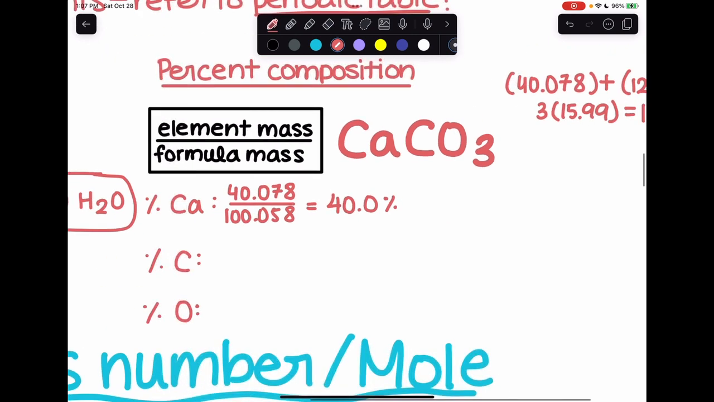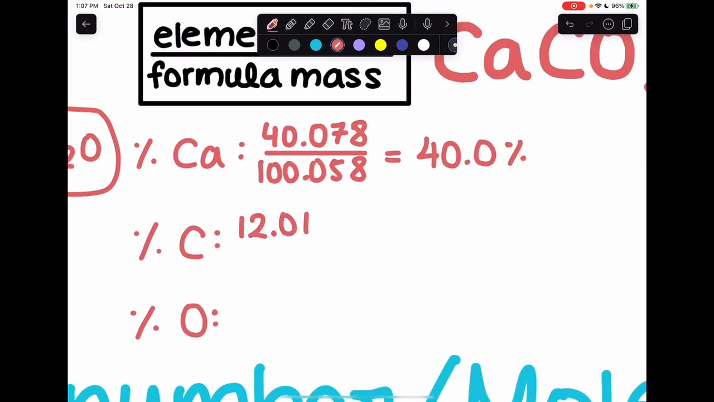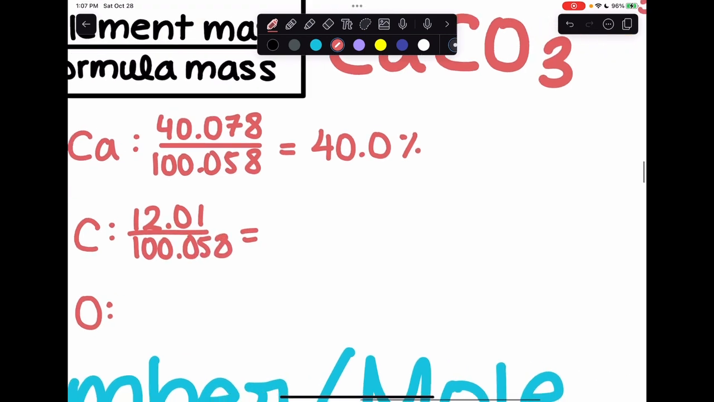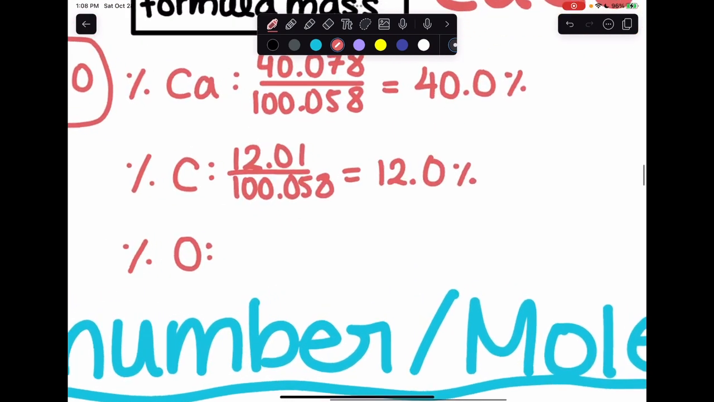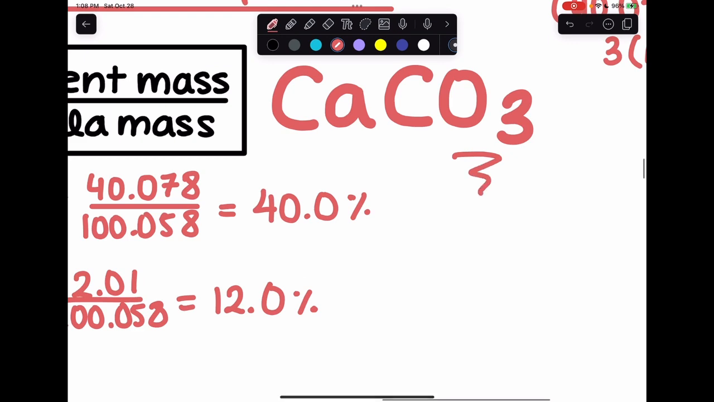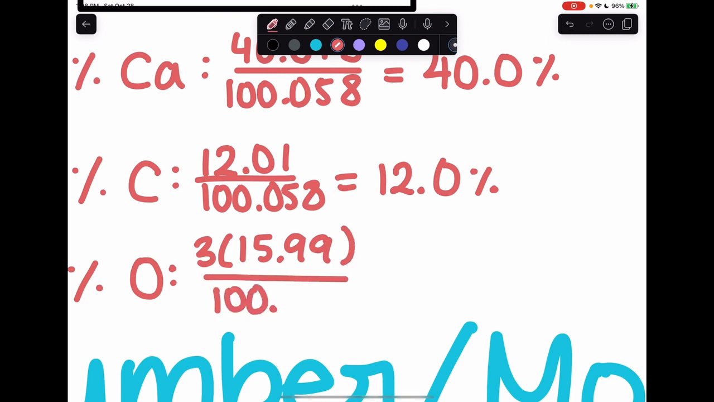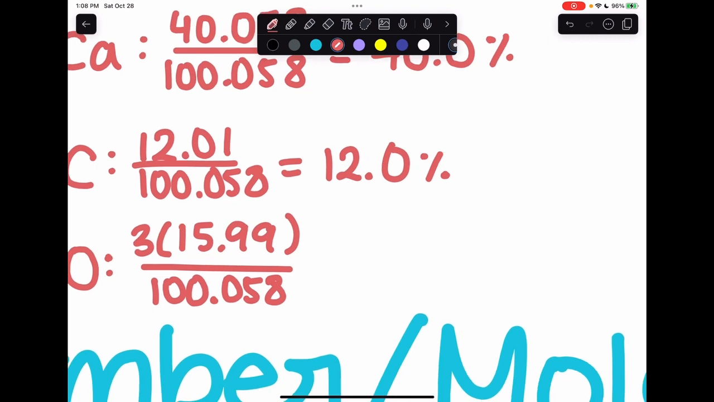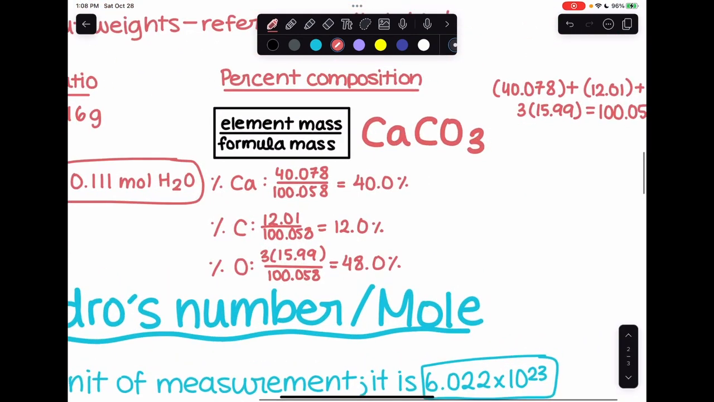Now we're going to do the same process but with the carbon. We already have all the numbers we need, thankfully. And you get about 12.0%. Awesome. Now, oxygen. There's 3 of them, so we have to remember to multiply it by 3 in our numerator over the total mass. That will give us about 48%. Awesome. So that's how you solve percent composition.